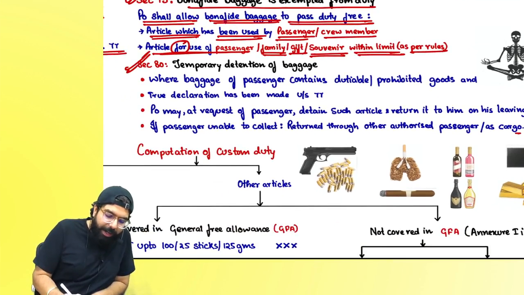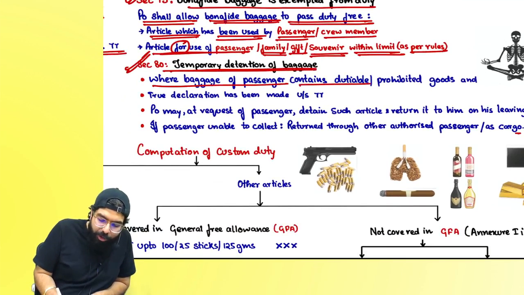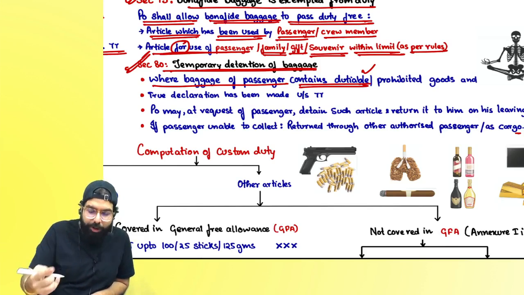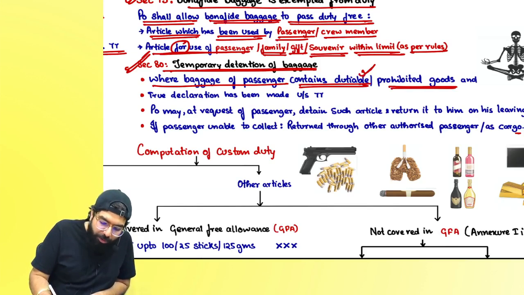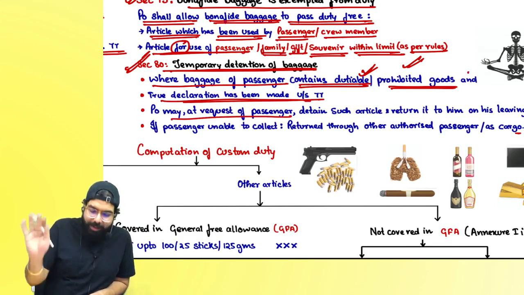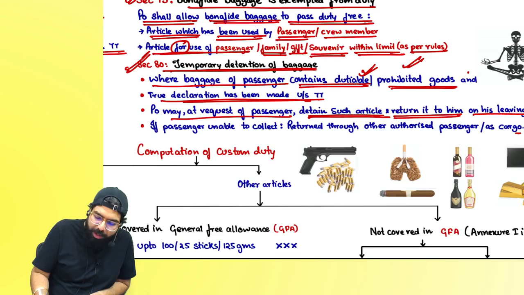Then section 80 is about temporary detention of baggage. When you have come from outside India and the baggage consists of dutiable goods on which duty is leviable, or prohibited goods which you can't clear, or goods which you don't want to clear, and you have given a true declaration, then you can request the proper officer, sir, please detain such articles and return them to me on leaving India.